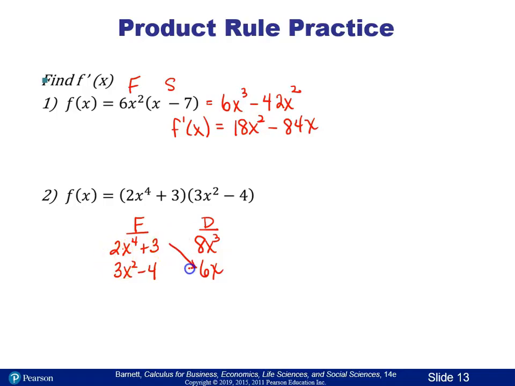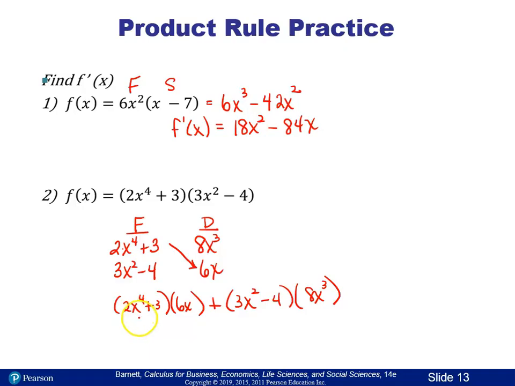Okay, so it'll multiply going this way. So the first times the derivative of the second plus the second times the derivative of the first. And if you get in the habit of saying these rules in your head, I actually think it makes it a lot easier to remember.